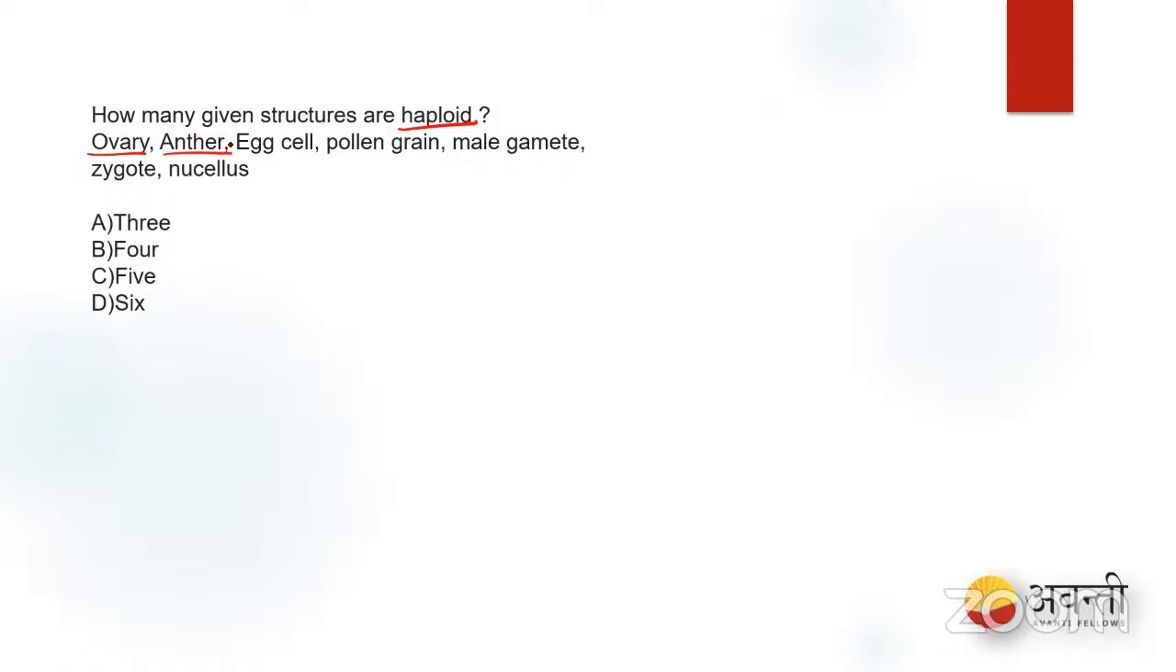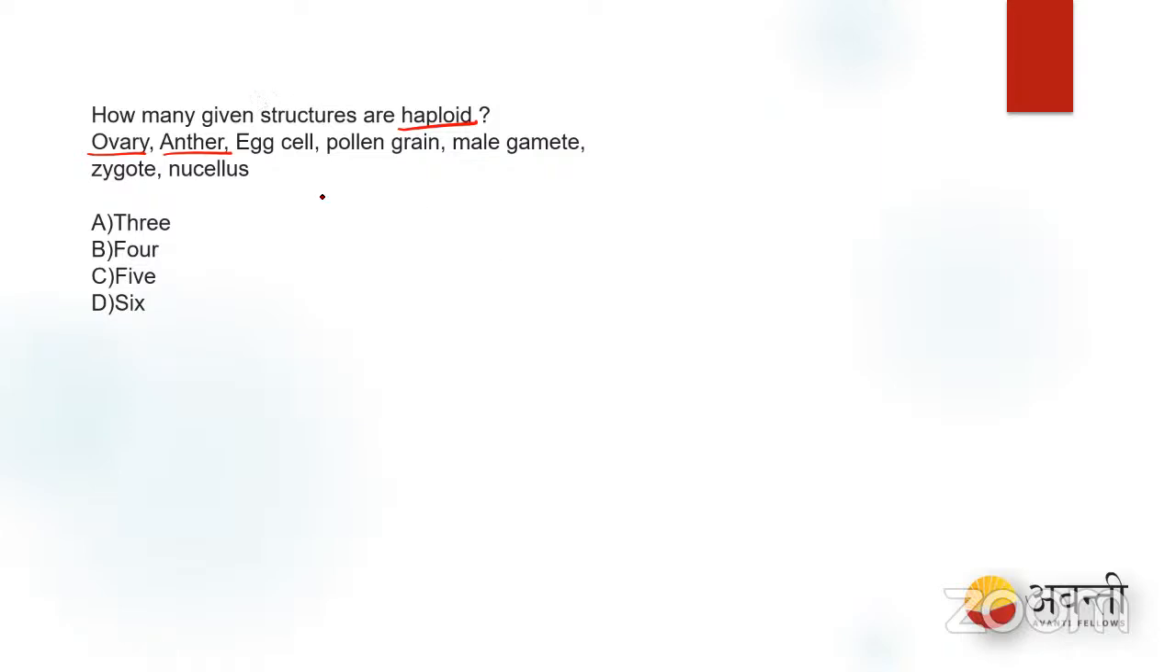So if you take a typical anther, it is a bilobed anther. Within the anther we have microsporangia, right? In that we have microspores. That is our pollen grain. Except for our pollen grains, the rest of the structures of our anther are basically diploid.